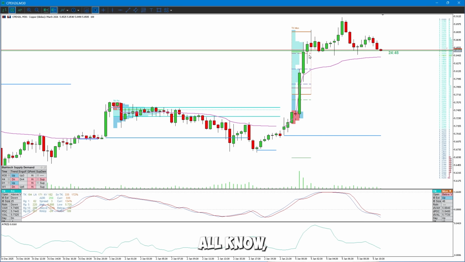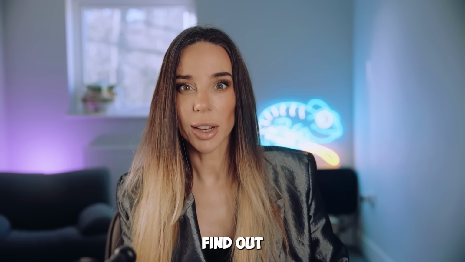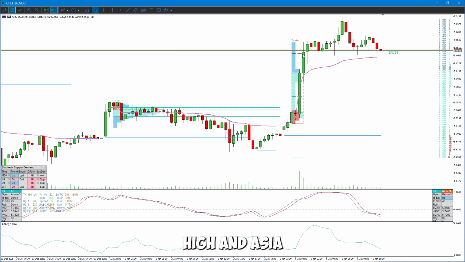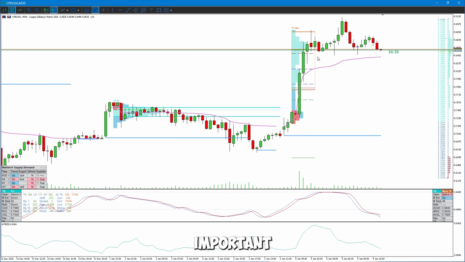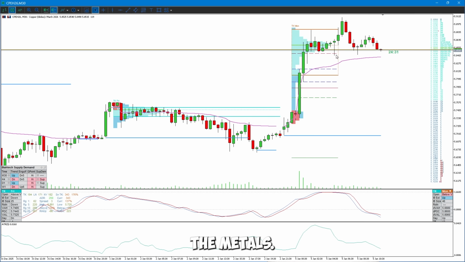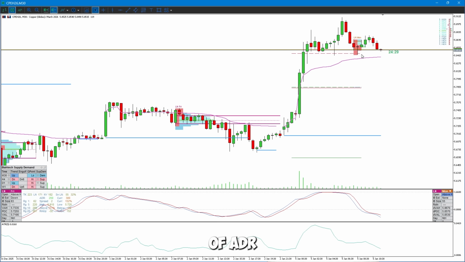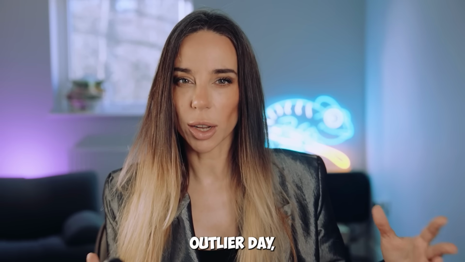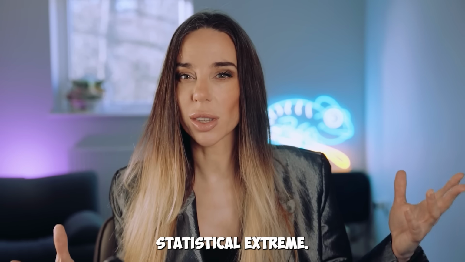As we all know, maybe we don't, but you'll find out, Asian session tends to be the one that begins the price discovery, which is why Asia high and Asia low tend to be really important reference points across the board, but more so in the metals. So when this break of ADR happens and the price never reclaims ADR but instead starts moving away further from it with increasing volume, you're probably looking at an outlier day, which has already ignored the statistical extreme.